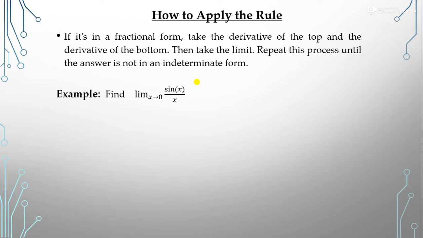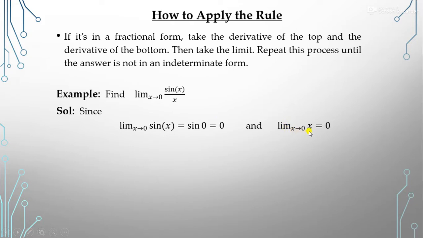Let's take some examples here. Suppose we have the function sin x upon x and the limit is x tends to 0. What is the value of this? When we apply x tends to 0 directly, in the numerator the value of sin 0 is 0, and in the denominator x is obviously 0. So this is our 0 by 0 form, which is the indeterminate form.